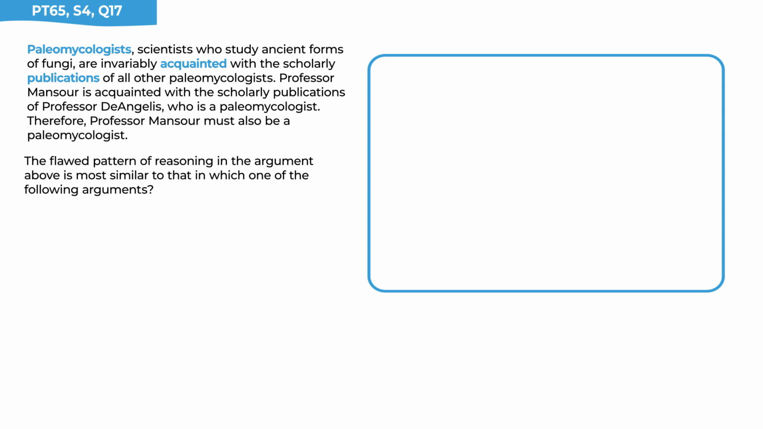But here we get the word invariably. Right? Invariably is telling us that there's a relationship here, that if you're a paleomycologist, then you are acquainted with those publications. So we can express that as an if-then relationship. And then we're told that Professor Mansour is acquainted with the scholarly publications of Professor DeAngelis, who is a paleomycologist. Now, I can oversimplify that a little bit and say, hey, this person, Professor Mansour, is acquainted with the publications.